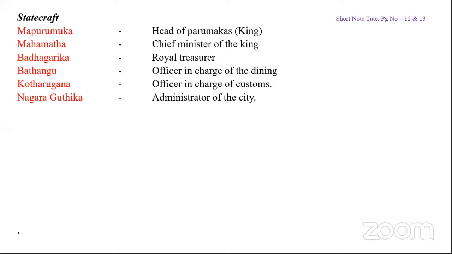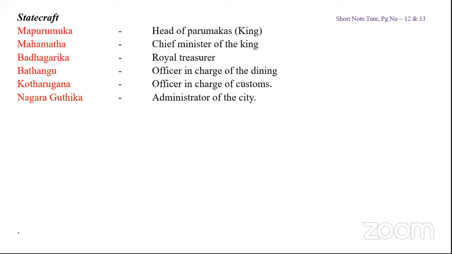Statecraft. Who was Mapurumuka? Mapurumuka was the king. To refer to the king, they use the name Mapurumuka. So what do you mean by Mapurumuka? Maha Parumaka. You know, Parumaka was the regional ruler. So out of all the regional rulers, one person became the head person. So he was known as Mapurumuka.